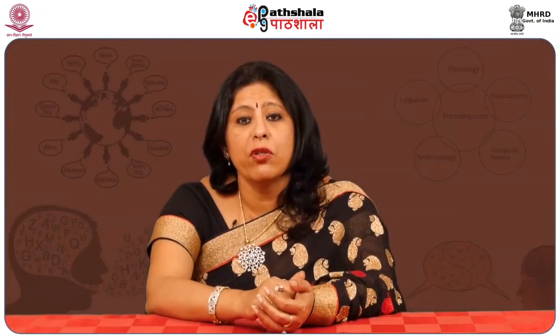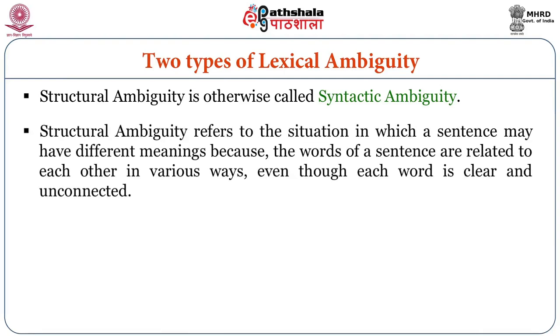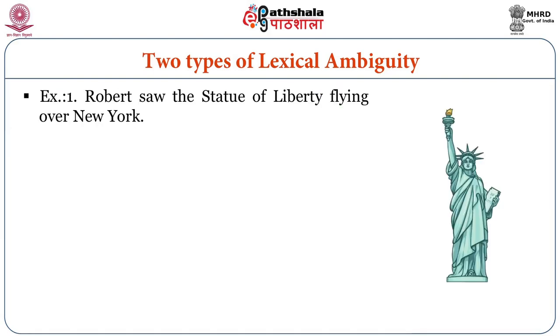Now you have seen the video and you can understand that a structural ambiguity, otherwise called syntactic ambiguity, refers to the situation in which a sentence may have different meanings because the words of a sentence are related to each other in various ways, even though each word is clear and unconnected.